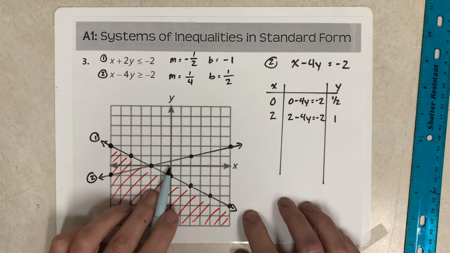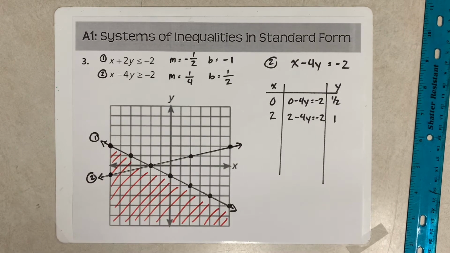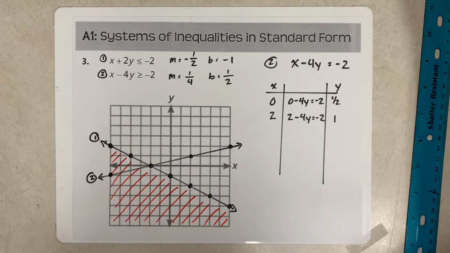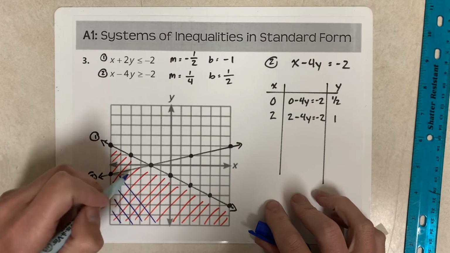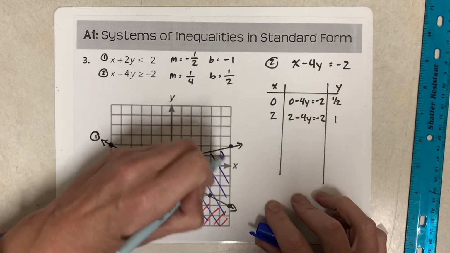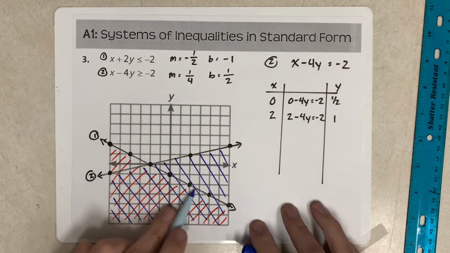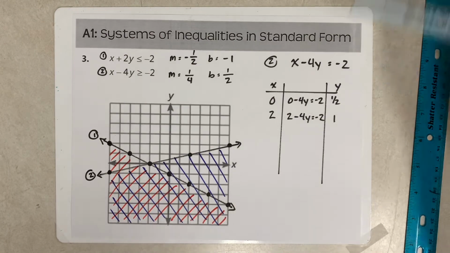So the origin works. So I'm going to shade everything below that boundary line. And I'll use blue this time. And so for boundary line number 2, all of this is going to get shaded. And it looks like my region of overlap is this region right here. All of that got shaded twice.